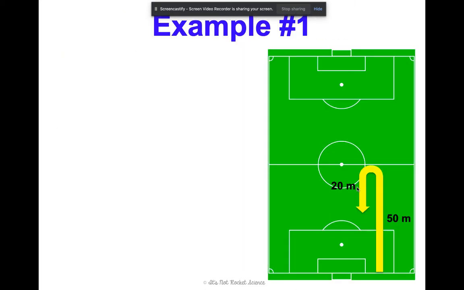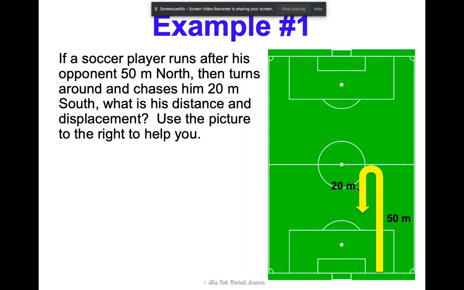So let's go ahead and go over an example with this picture. If a soccer player runs after his opponent 50 meters north, then turns around and chases him 20 meters south, what is his distance and displacement? Using this picture to the right to help you. Pictures are very important in this stuff. Highly suggest it. So we're looking for distance and displacement.